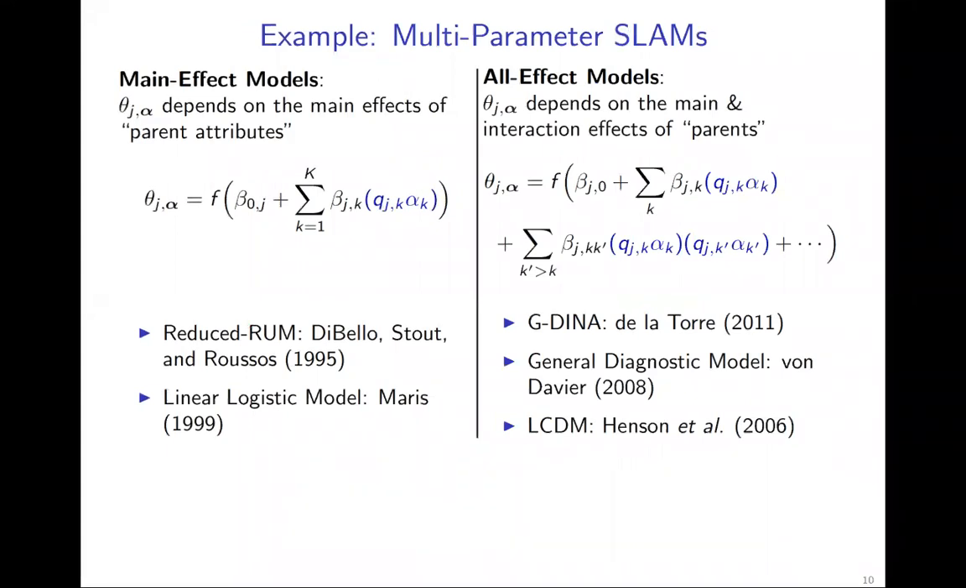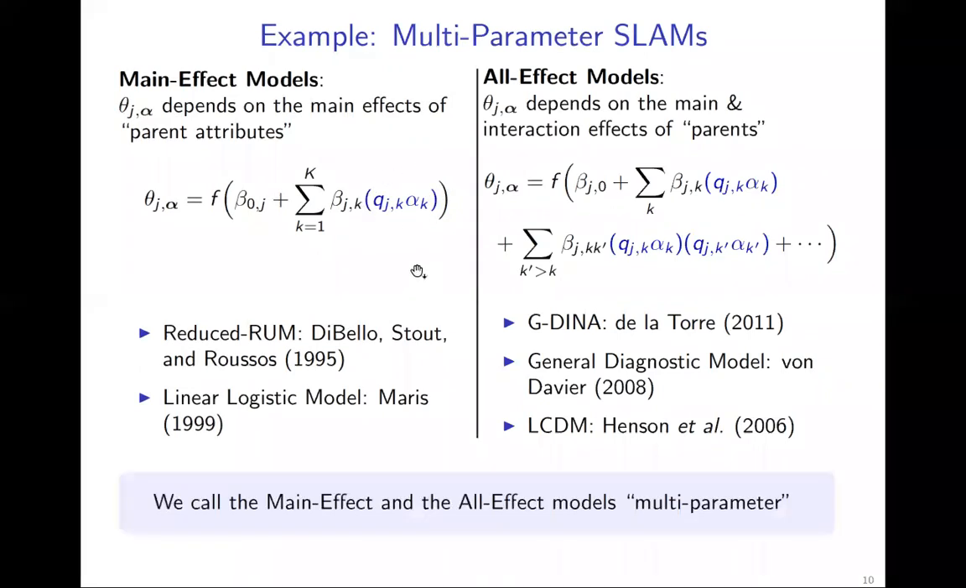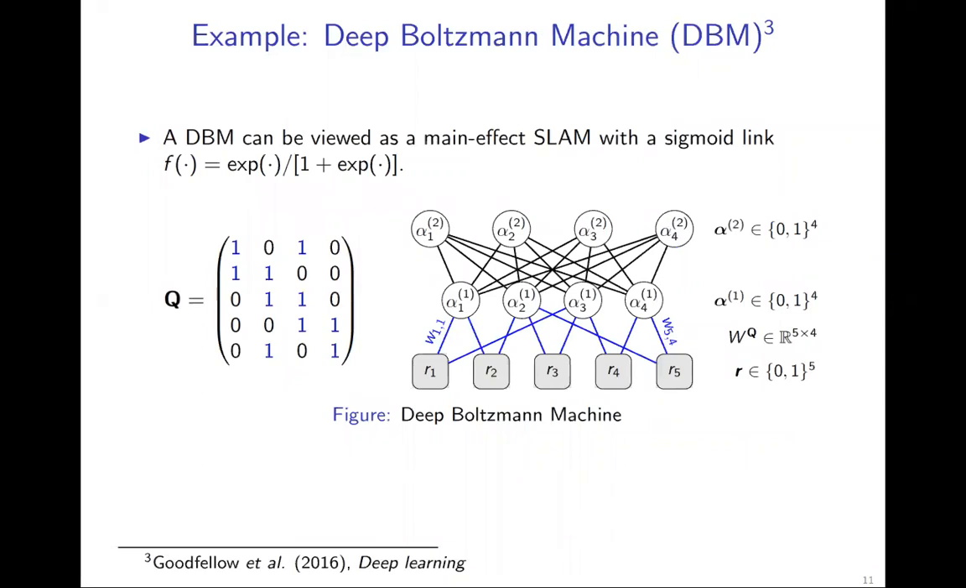For example, the main effect model, all effect model, as I said, they can take different forms in modeling theta, but they share the commonality that theta only depends on parent attributes through these QJK entries in the formulation. So these models in this slide will be called multi-parameter models, because instead of using only two parameters as in the DINA case, the slipping and guessing probabilities, here for each item, there can be multiple values of parameters. Interestingly, the deep Boltzmann machine proposed in the deep learning literature can be viewed as a main effect latent attribute model with a sigmoid link function.